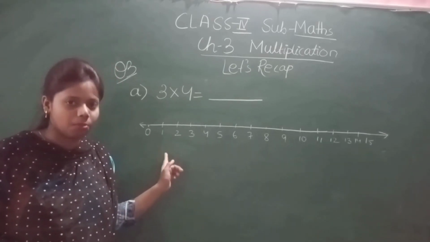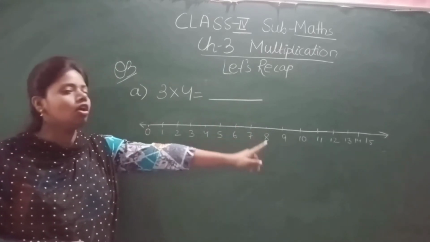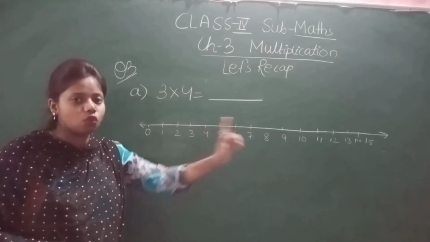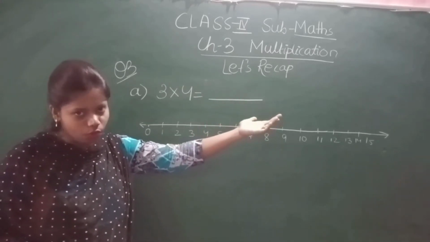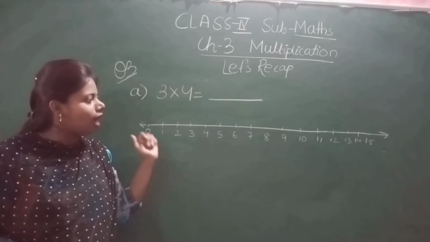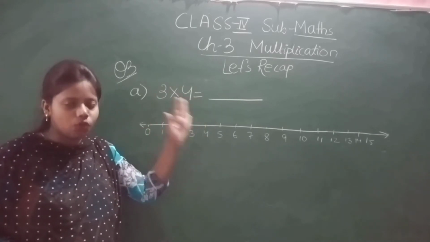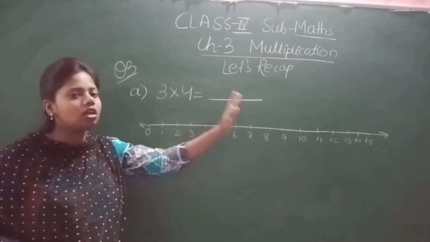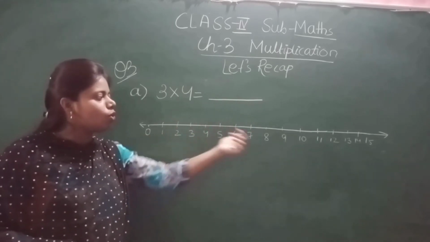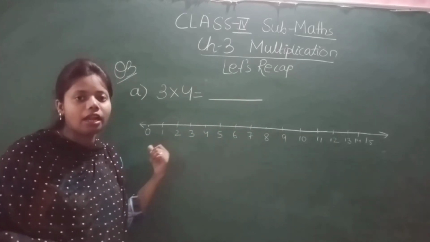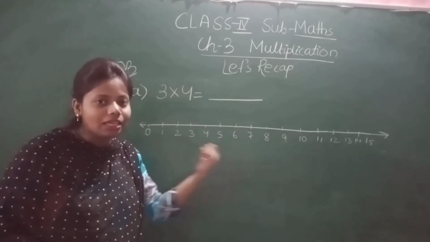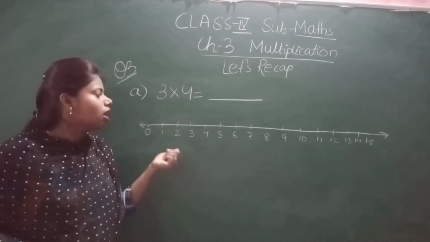What is this? This is a number line. I mark from 0 to 15. You can mark more, but here I need only up to 12. I know that 3 4s are 12, but I will show you how to use a number line. On the number line also we can multiply and get the answer easily. Now how to do it?